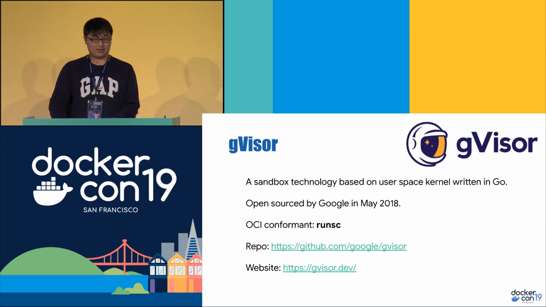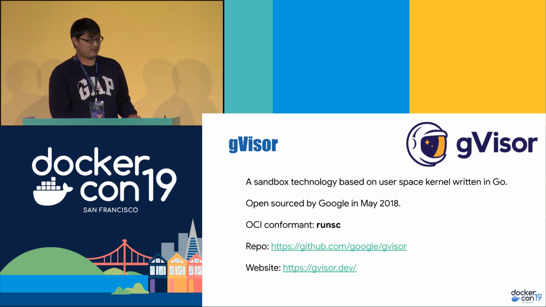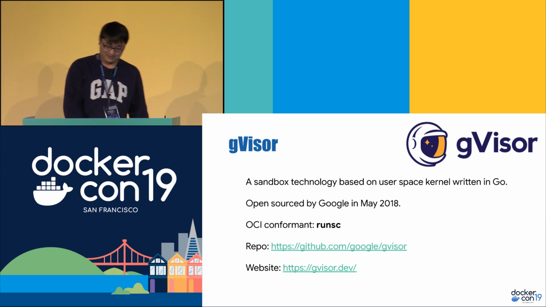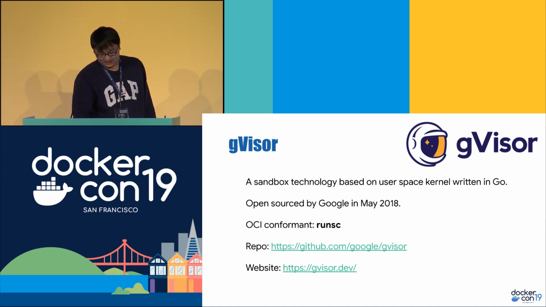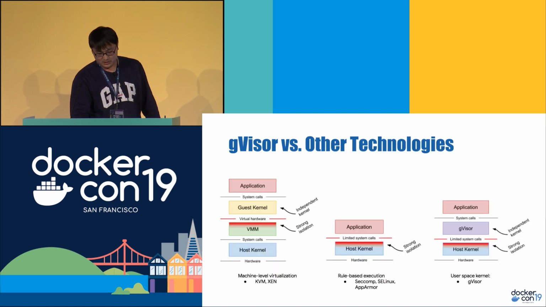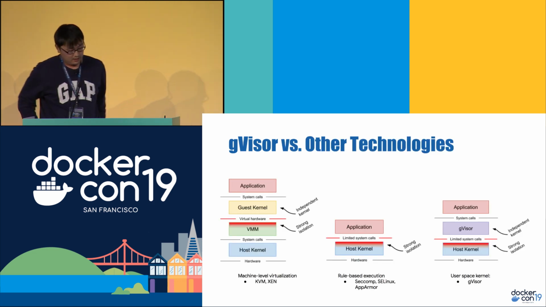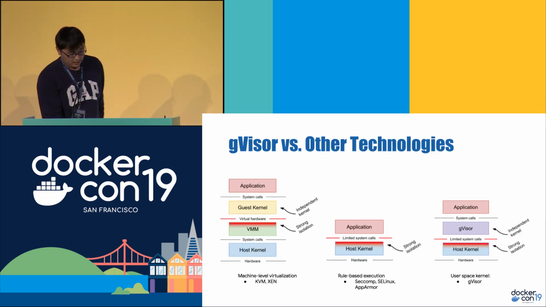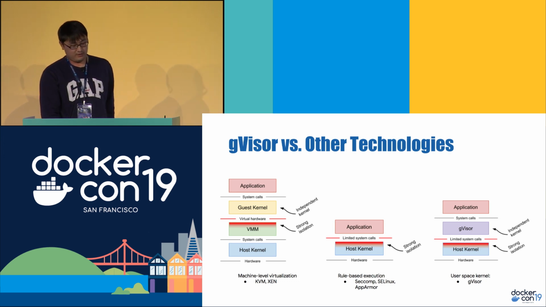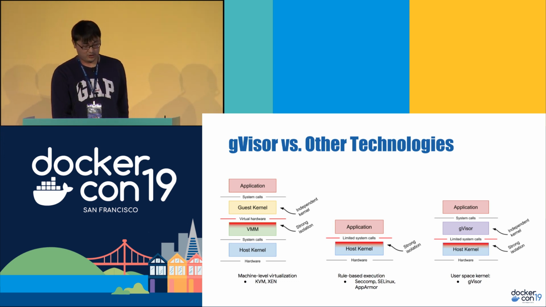So runC is run container, runSC is maybe run secure container. I'm not sure, but they name it in this way. And so this is gVisor. And to help you understand, we can compare gVisor with some other sandbox technologies.